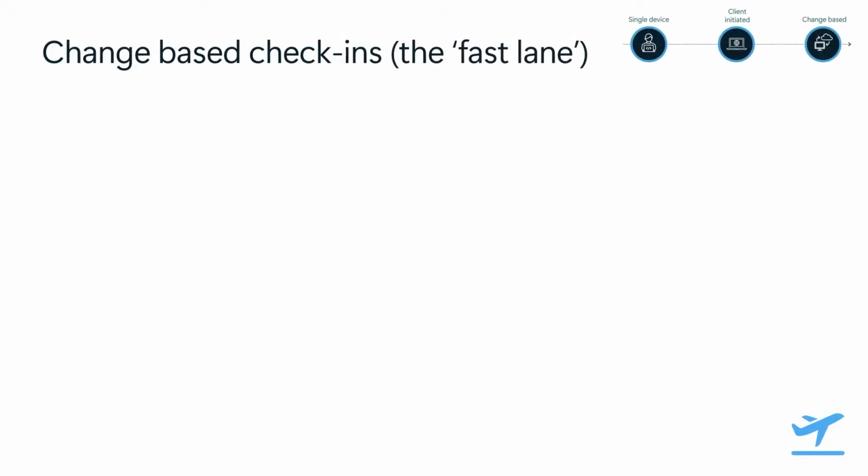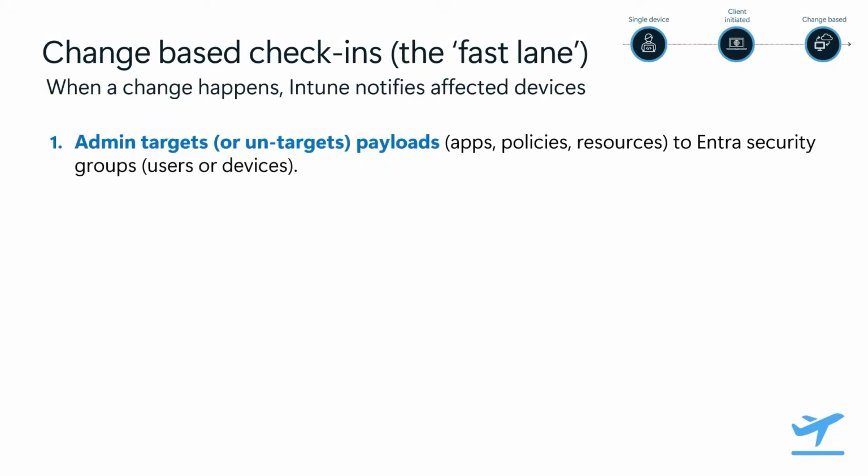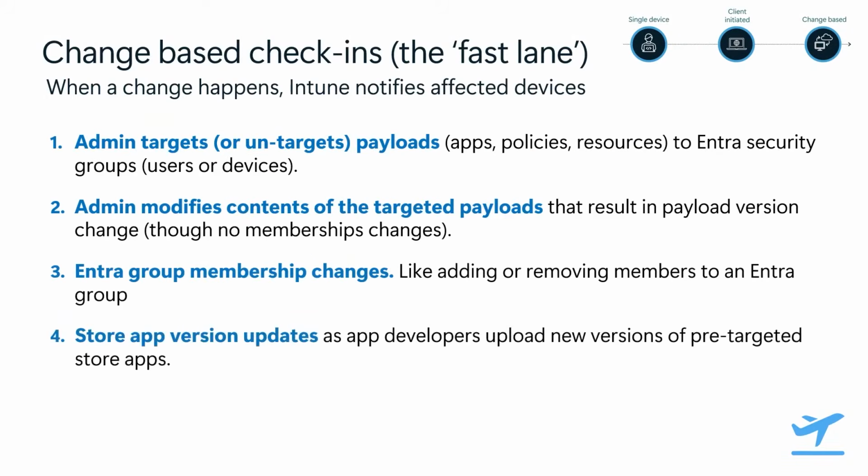So what is the fast lane? In short, when a service-side change occurs, Intune pushes notifications for devices to check in so that the change can be applied quickly. There are primarily four actions that trigger the fast lane. An admin modifying the targeting of a payload, like adding a new Entra group to an existing assignment. An admin modifying the contents of a payload, such as changing a policy configuration. Any changes to Entra group memberships, and updates to apps from the different app types.